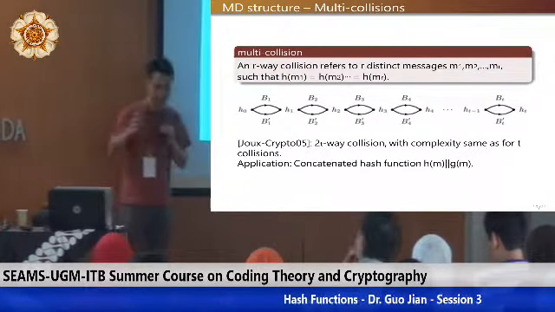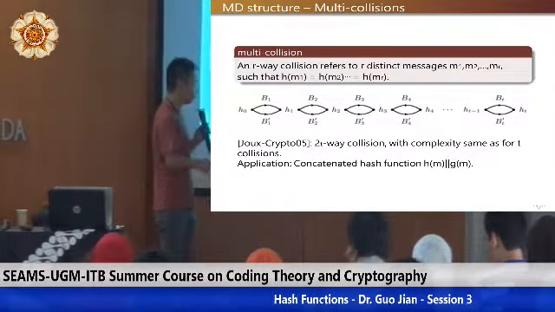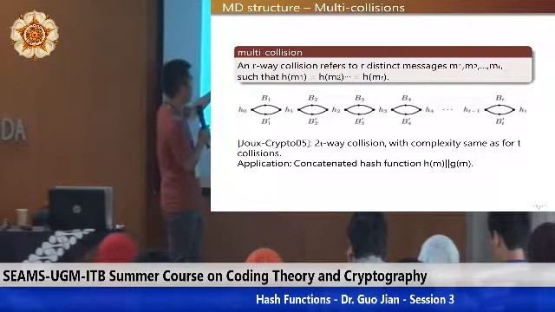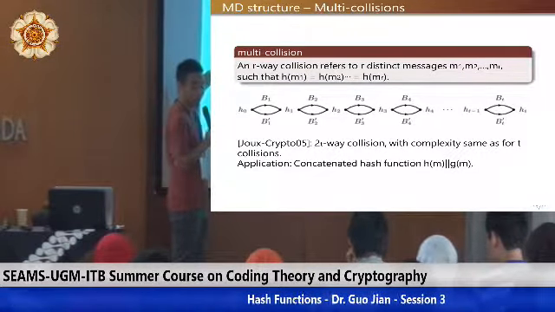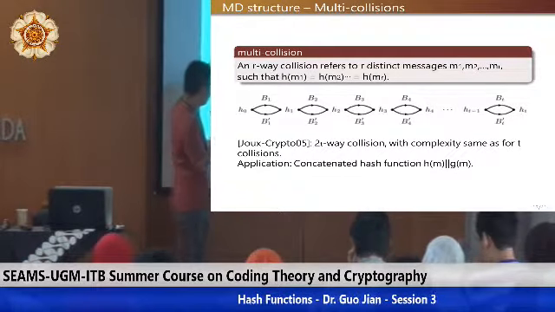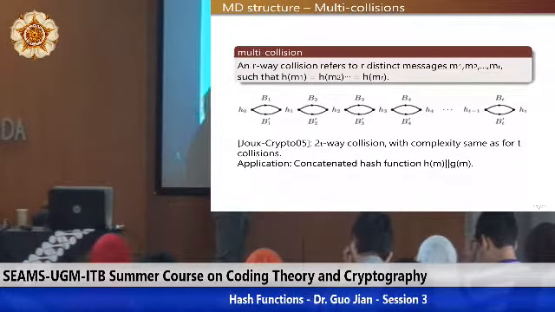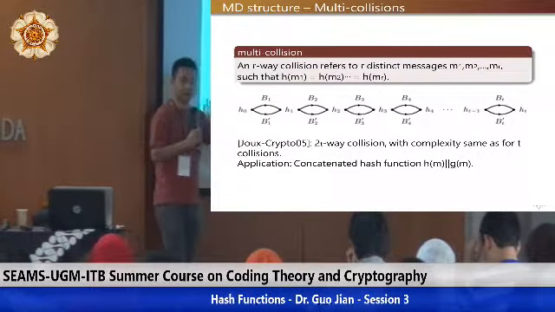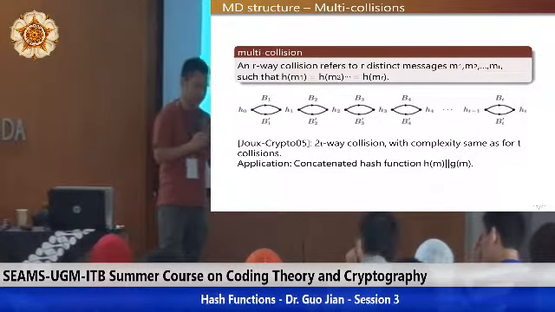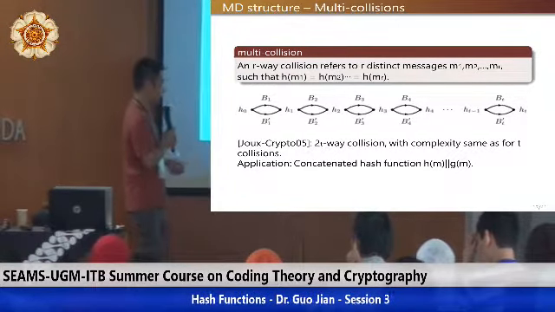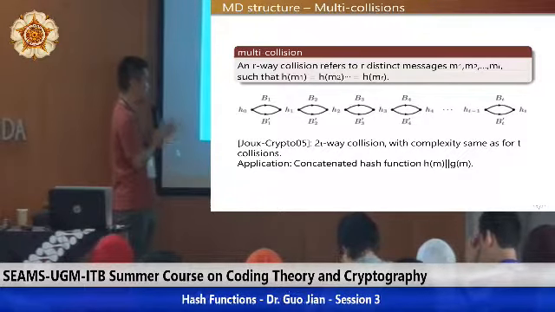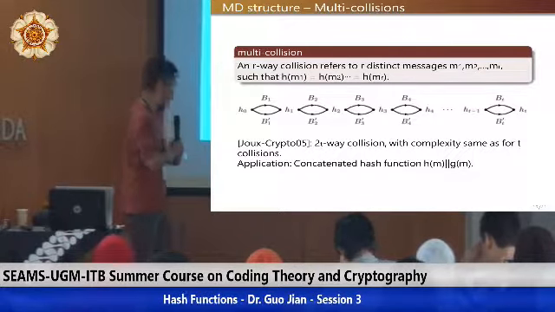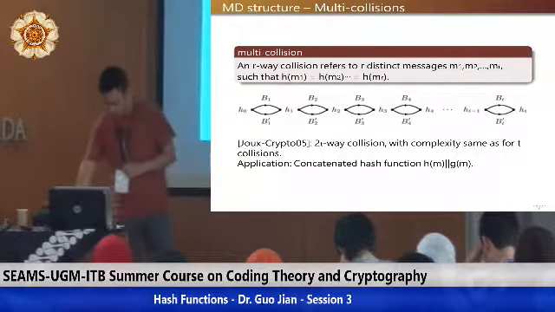However, the total cost of this collision is simply T multiplied by the cost of finding one collision. You find one collision here, one collision here, one collision here. So you repeat this process T times. So at the cost of T times the computation required for a single collision, you found 2 to the T collisions. So that's multi-collision.